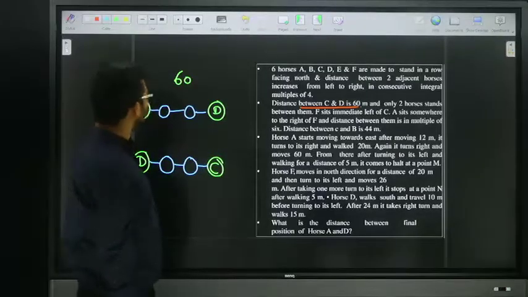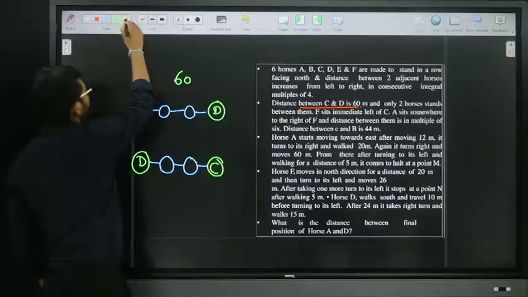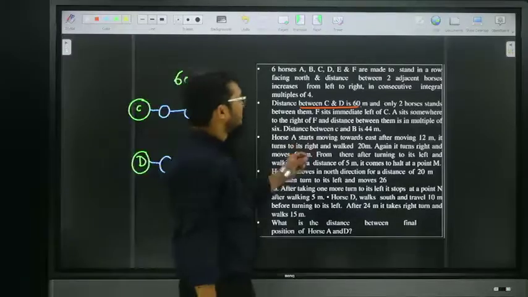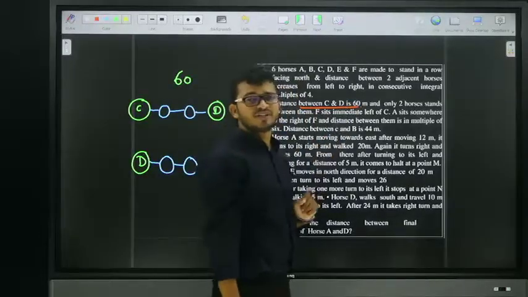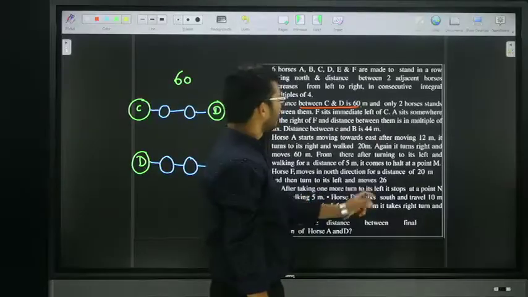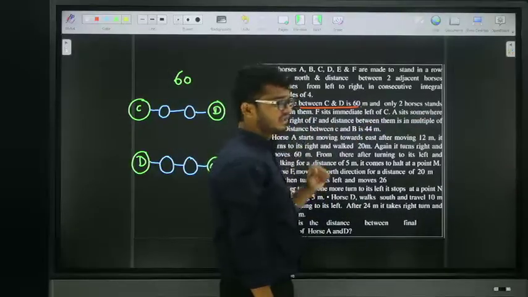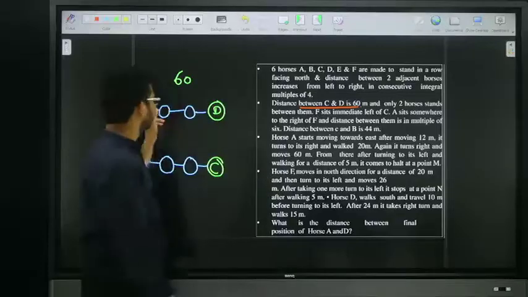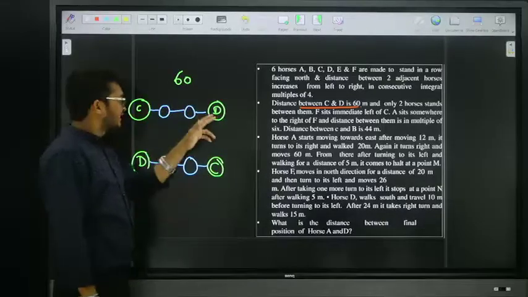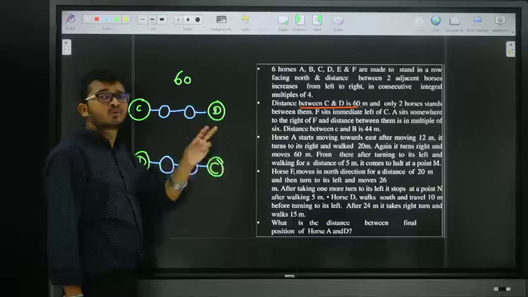When the measurement is given, see here, the distance between C and A is 60 meters, and only two horses stand between them. That means between C and D we have only two horses. Otherwise, between D and C we have only two horses.